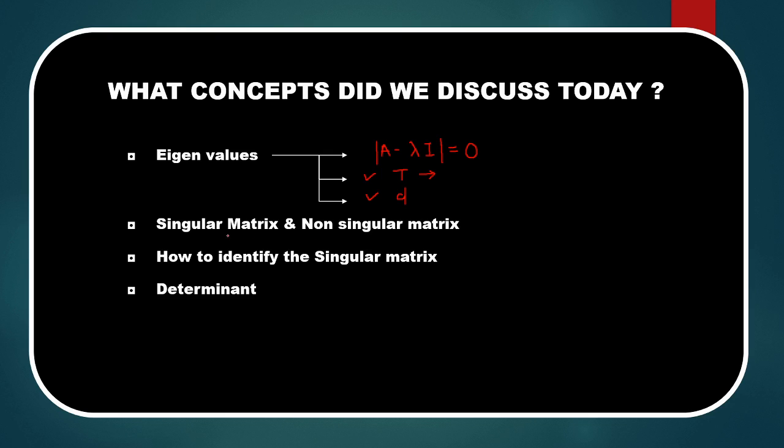And we saw what a singular matrix is and what a non-singular matrix is. A singular matrix has determinant equal to 0, and we saw how to identify a singular matrix by simply observing it, and we solved two numericals on the determinant concept. So these are the concepts we discussed today.